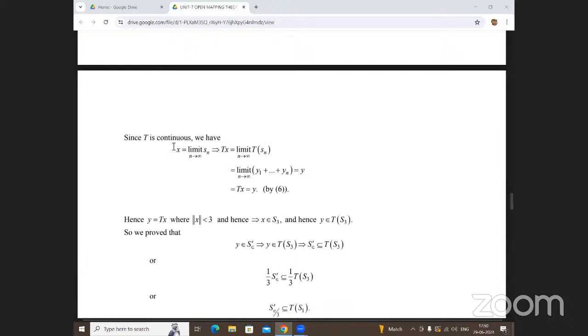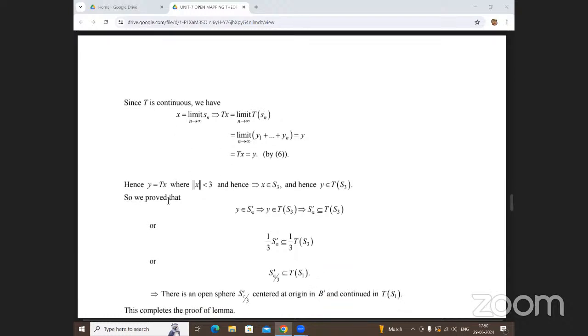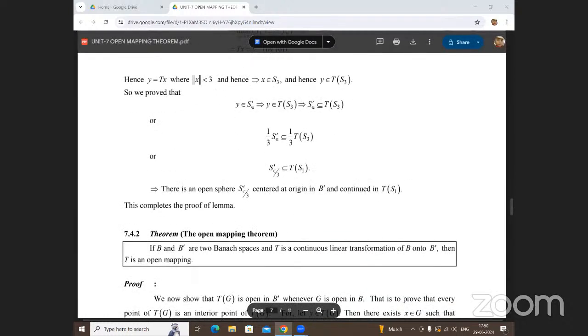So applying the transformation on both sides, T x equals the limit of T of S n. Replacing S n by y1 plus up to y n, T of S n is y1 plus up to y n. So the limit point is say y. Finally, this value y is equivalent to T x. So T x equals y. Hence y equals T x, norm x is less than 3. Here x belongs to S3. So finally, y also belongs to T of S3.